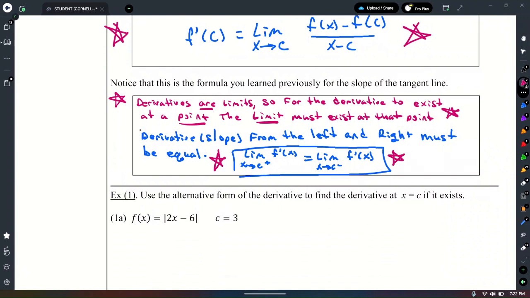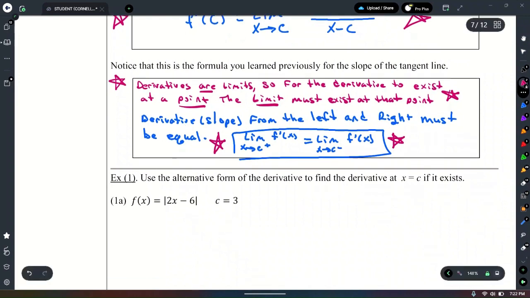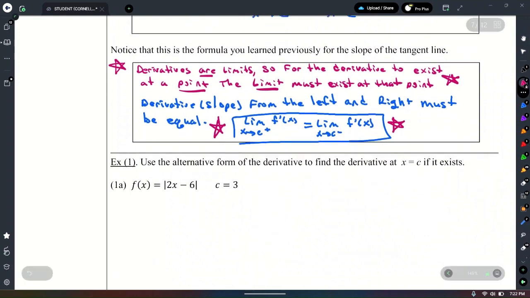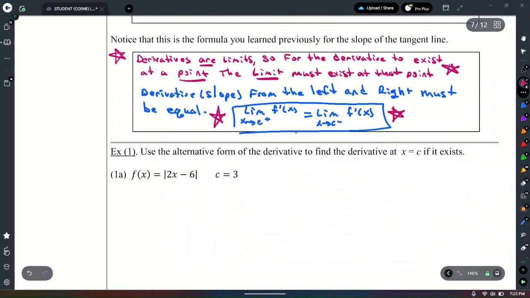And we talk about a couple of things. Derivatives are limits. They are limits. So for the derivative to exist at a point, the limit must exist at that point. And the derivative, which is just slope, from the left and the right must be equal. And so the way we say that in calculus is the limit as x goes to c from the right of f prime of x is equal to the limit as x goes to c from the left of f prime of x. And so this is how we would say it in calculus.